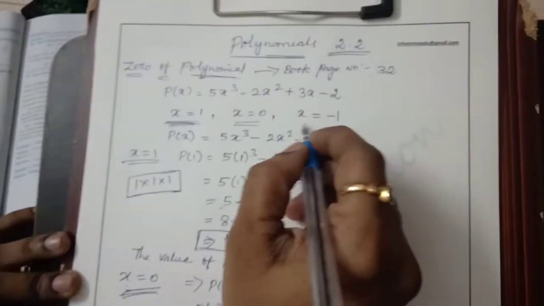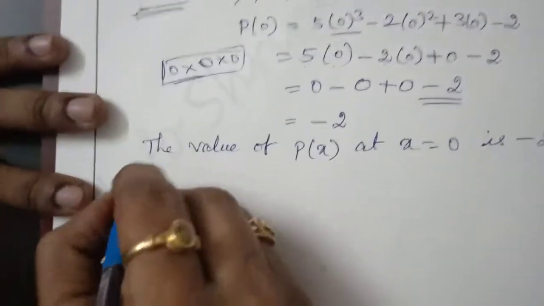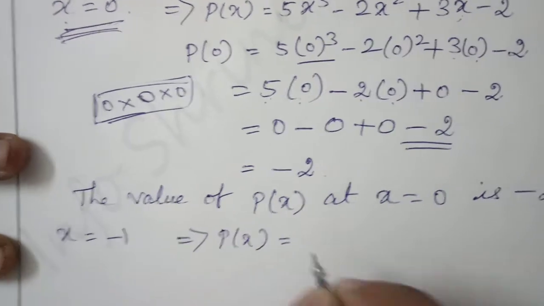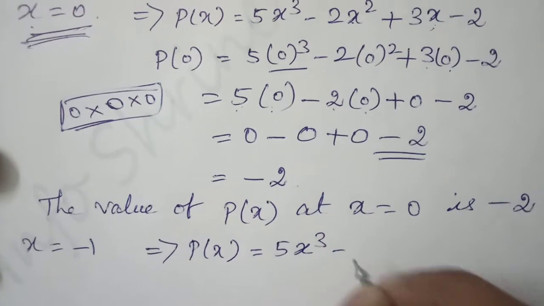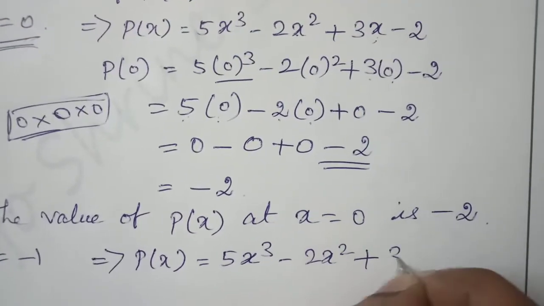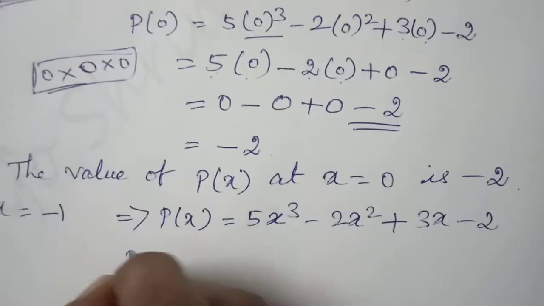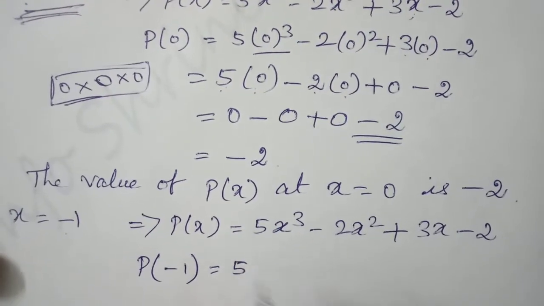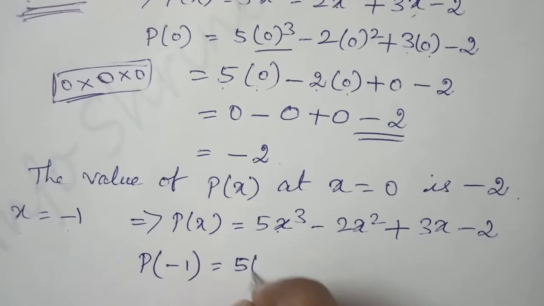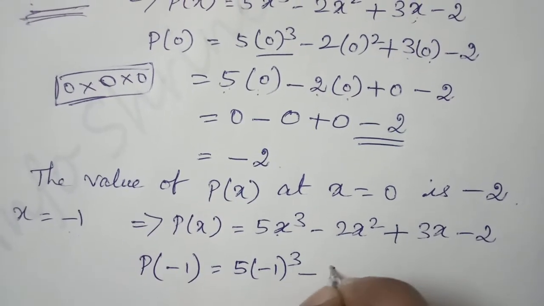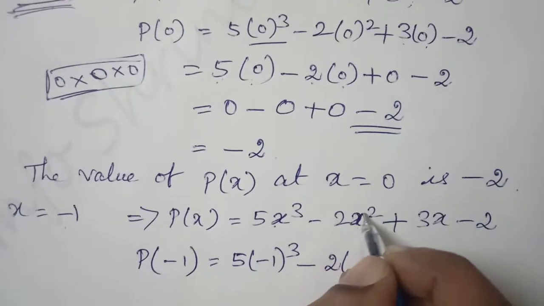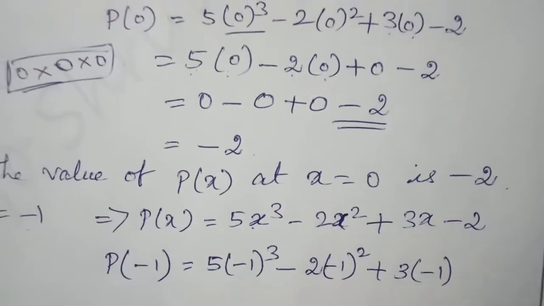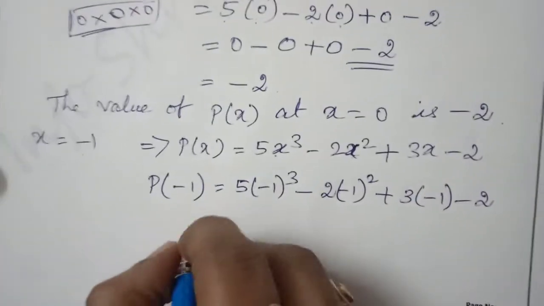Now the last one we are going to do is x = -1. The equation we have is p(x) = 5x^3 - 2x^2 + 3x - 2. So p(-1) = 5 × (-1)^3 - 2 × (-1)^2 + 3 × (-1) - 2.